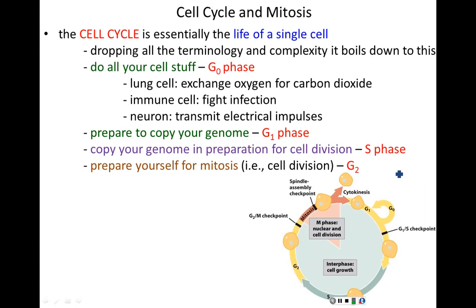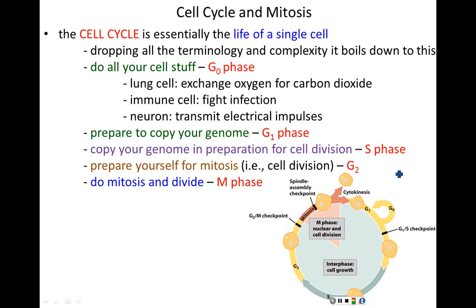So G2 is used for preparations for mitosis, the actual separating of these two copied genomes. And then the M phase stands for mitosis. M for mitosis, that's where mitosis occurs and cellular division occurs as well. And then we've come around the full cycle.